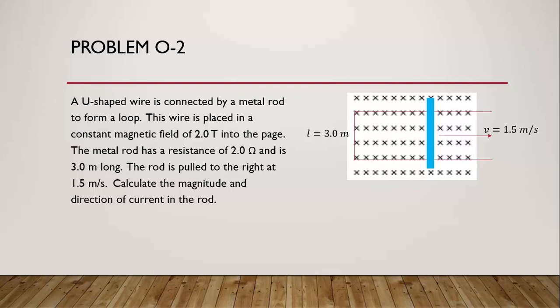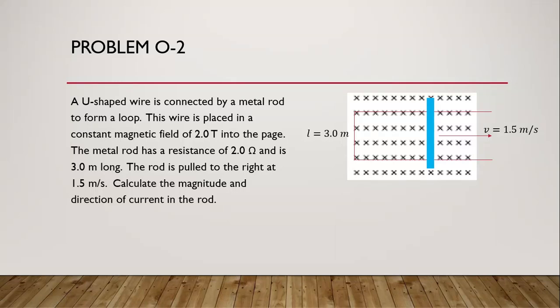So let's take a second problem, and let's take a U-shaped loop of wire that's inside of a magnetic field that's a constant 2 teslas into the page. And let's say this U-shaped wire has a metal rod that goes across it to form a complete loop of wire. I'm going to take this metal rod and pull it to the right at 1.5 meters per second at constant speed. The metal rod has a resistance of 2 ohms and is 3 meters long.